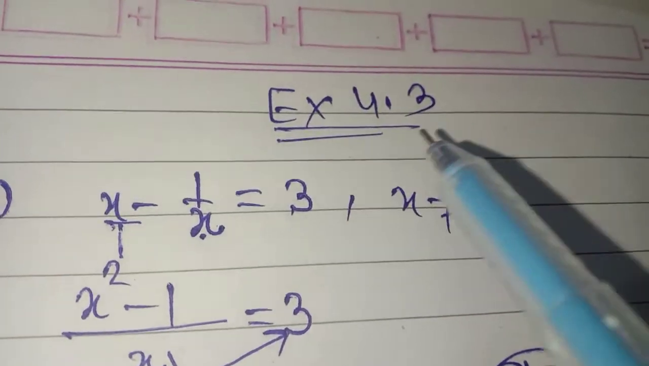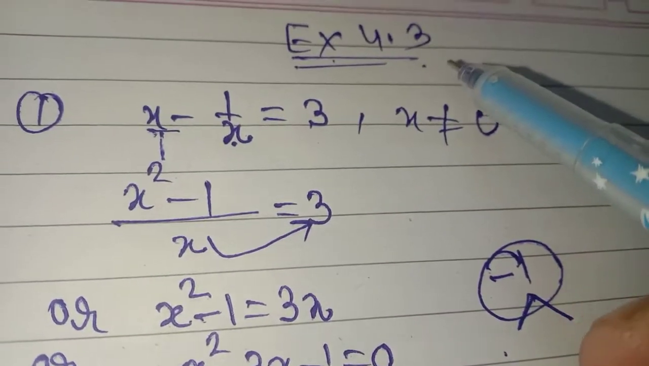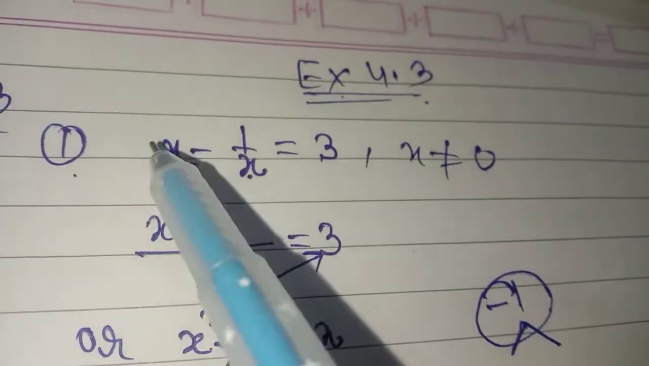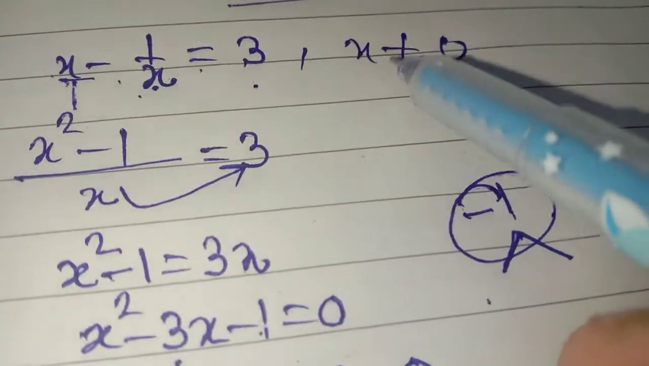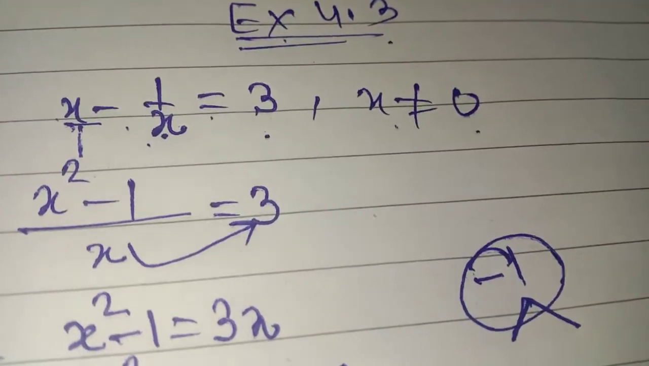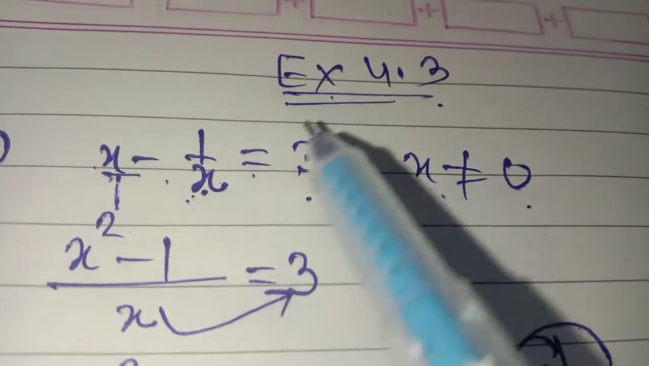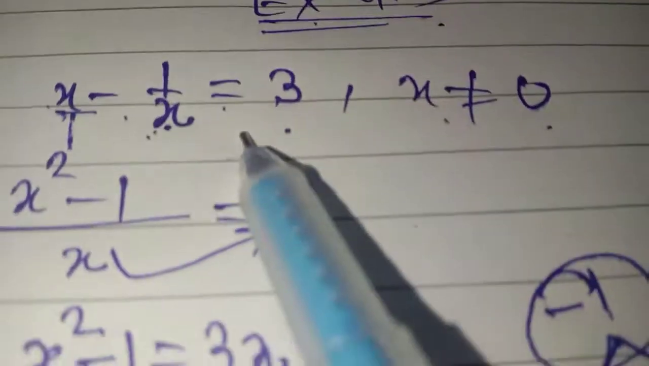Let's start exercise 4.3. I solved some questions in the first segment, and now I am going to solve question number 3. The first question is given: x minus 1 upon x is equal to 3, and you are given x not equal to 0. x not equal to 0 means what? If x becomes equal to 0, it will not remain a quadratic equation.